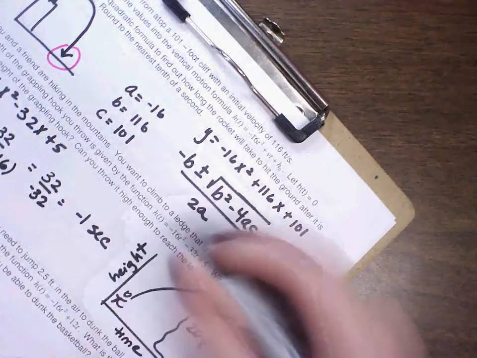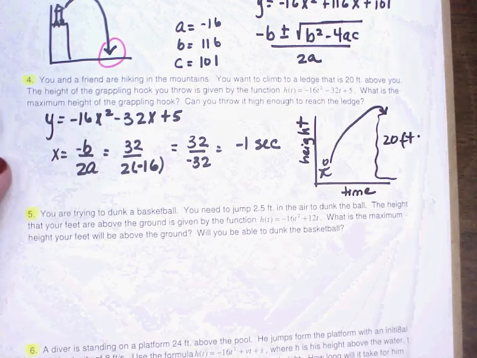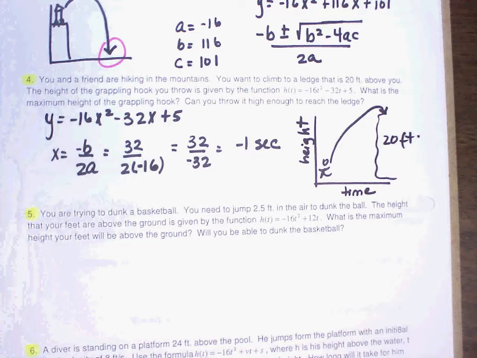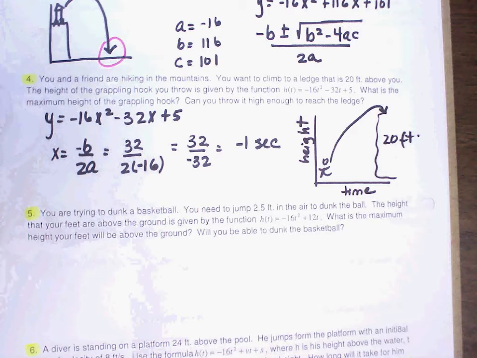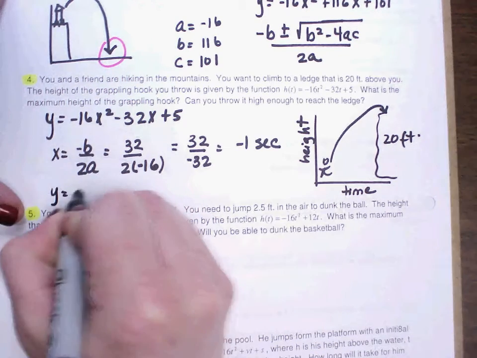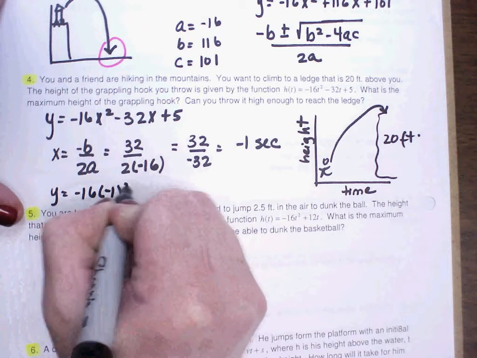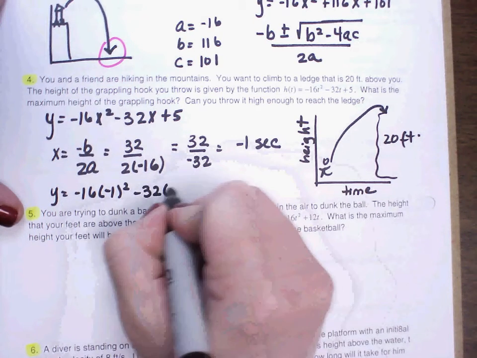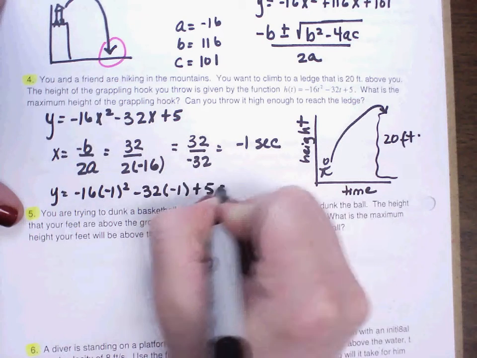So negative 1 is obviously not the answer. So what do I have to do with that negative 1? Substitute it in the equation so that I can find my y, which is the height. Very good. So for my y, it would be negative 16 times negative 1 squared, minus 32 times negative 1, plus 5. Good thing it's not a decimal, so it's really easy to plug in the formula, right?